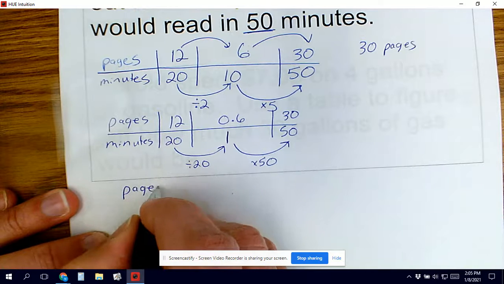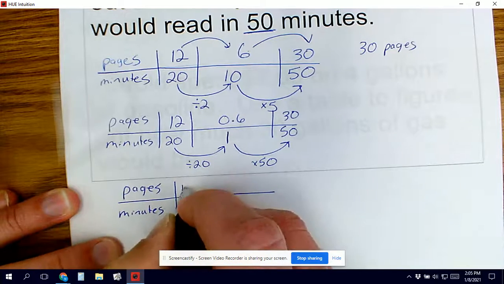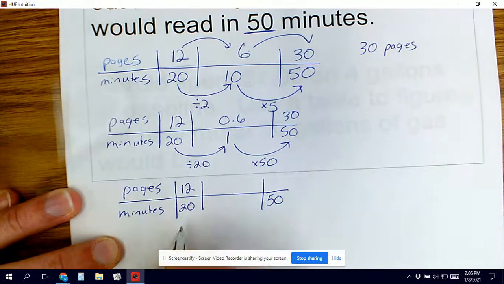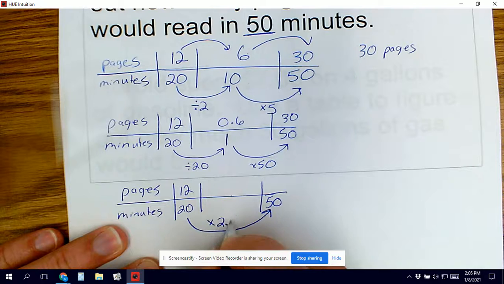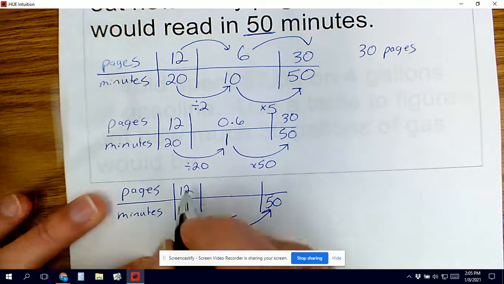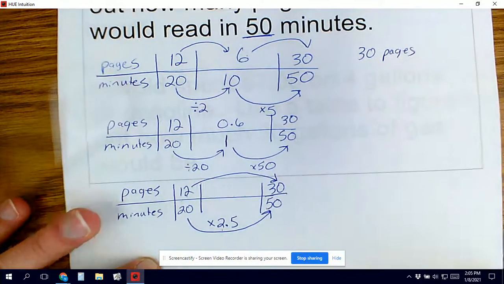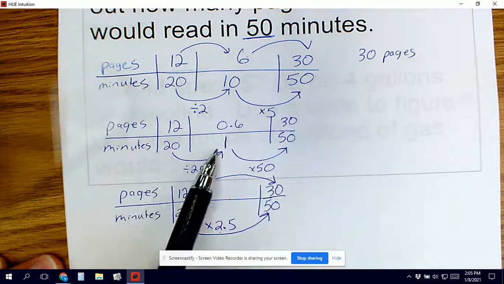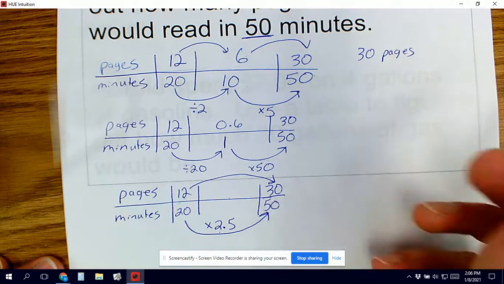I want to show one other way to get where we need to get. Pages to minutes, one more table. Our initial rate, 12 pages in 20 minutes, trying to get to 50 minutes. If you found the factor that took you straight there, you could take 20 and multiply it by 2.5, and that would get you straight to 50, and that allows you to jump straight here with the pages. Guess what 12 times 2.5 is? Yep, it's 30, just like we calculated previously. It does not matter to me which method you use, if you use a stepping stone, or a unit rate, or if you can find the relationship to get you there in one jump. It does not matter to me as long as you are completing all of your math correctly and finding equivalent values to solve the problem.